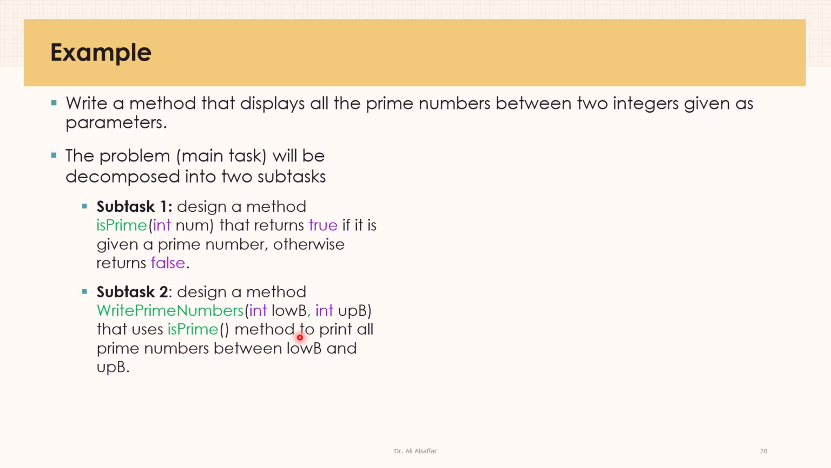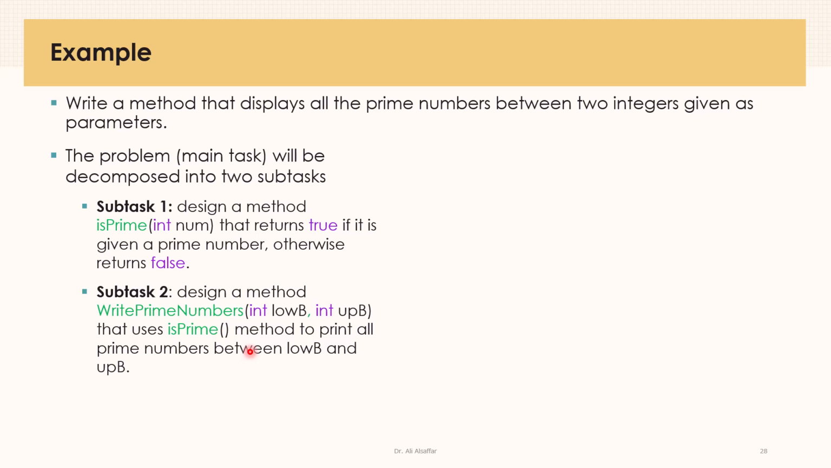So it will have a loop. It will go over the numbers from lower bound to upper bound. Any number in this range will be supplied as input parameter to isPrime. If isPrime returns true, then this method writePrimeNumbers will display it on the screen. Otherwise, it will skip it.